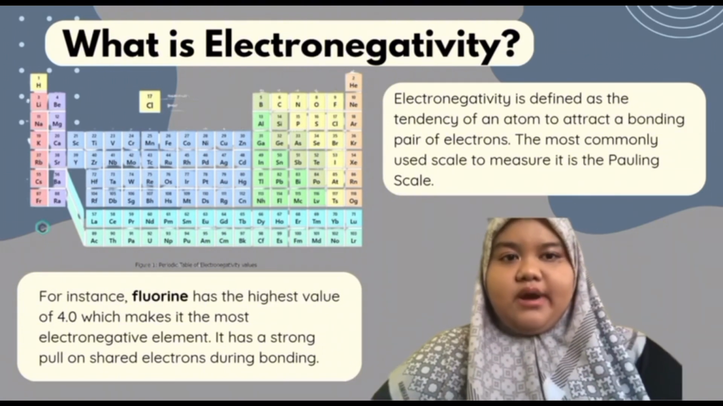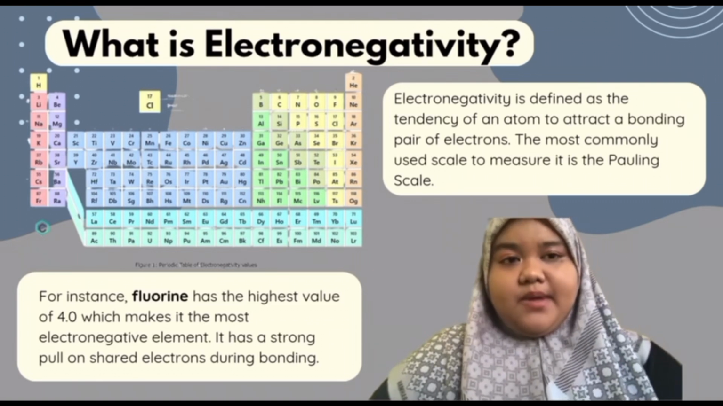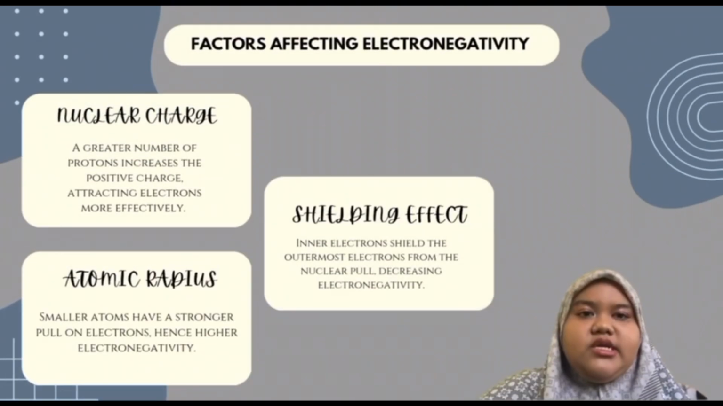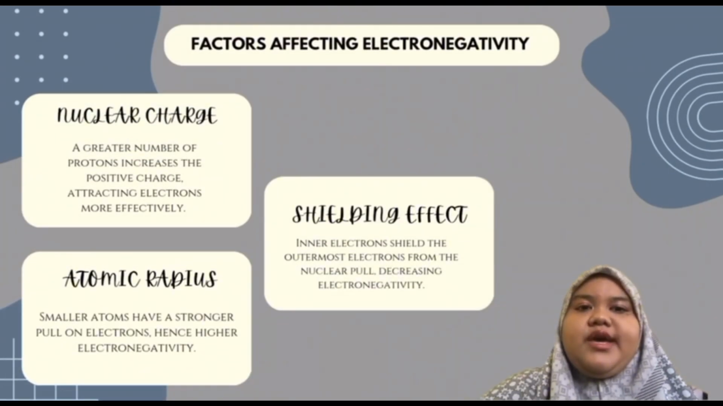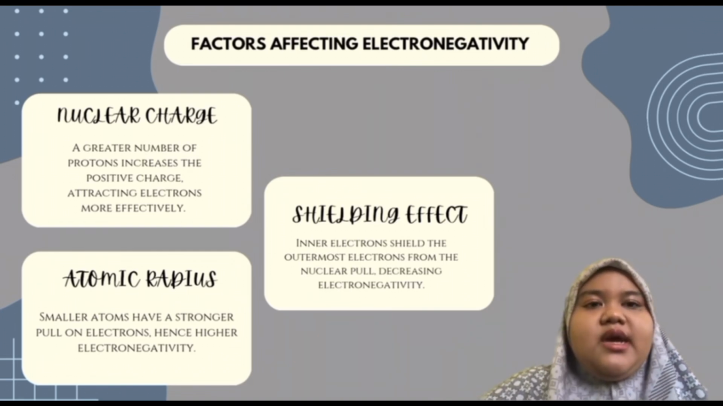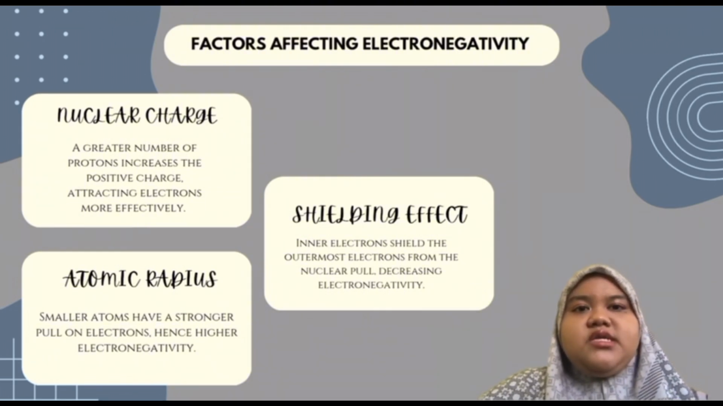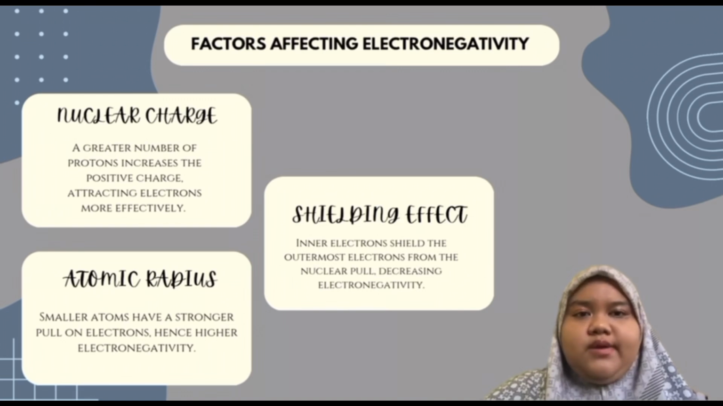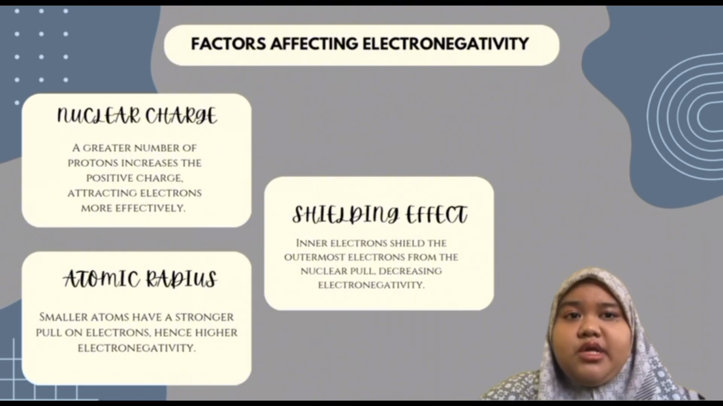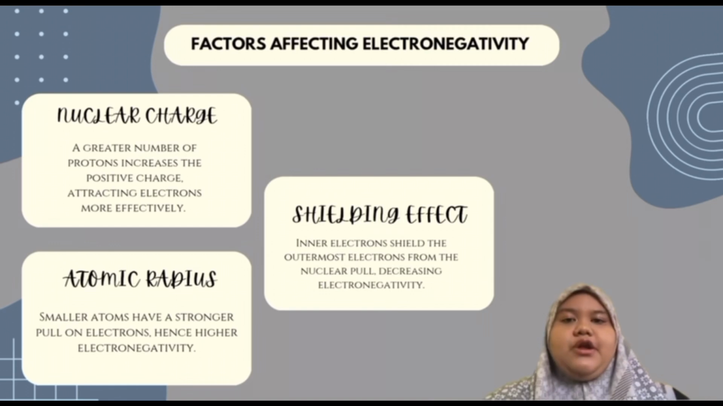For instance, fluorine, with the highest value of 4, is the most electronegative element. It means fluorine has a strong pull on shared electrons during bonding. Several factors influence electronegativity, such as, first, atomic radius. Smaller atoms have a stronger pull on electrons, hence higher electronegativity. Second, nuclear charge. A greater number of protons increases the positive charge, attracting electrons more effectively. Third, shielding effect. Inner electrons shield the outermost electrons from the nuclear pull, decreasing electronegativity. Understanding these factors is key to grasping the periodic trends.